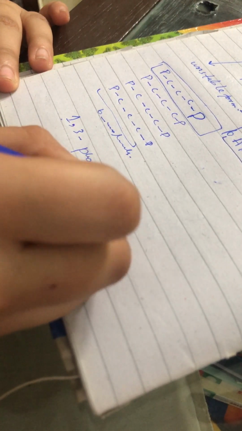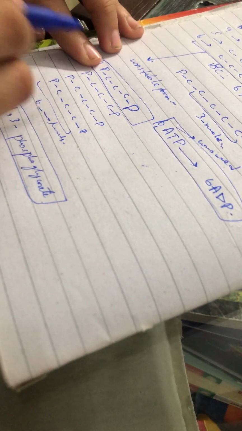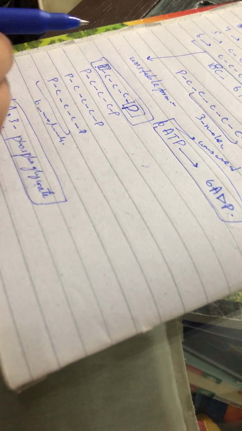Now we have this product. Why 1,3? Because it has one phosphate on carbon 1 and a second phosphate on carbon 3. So that is known as 1,3-phosphoglycerate. Now the second step is reduction.